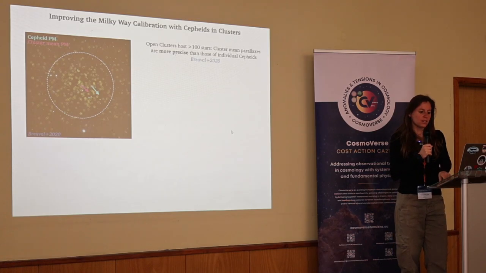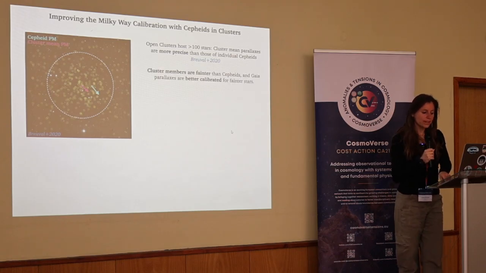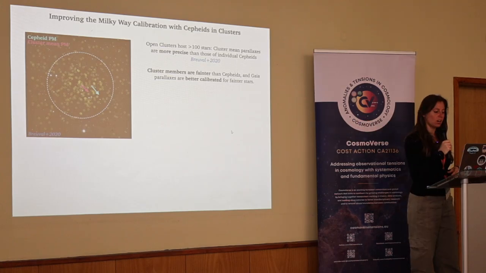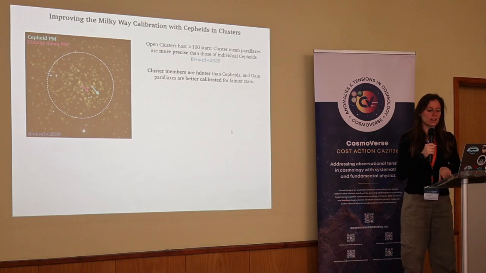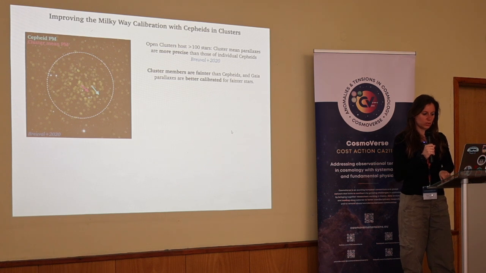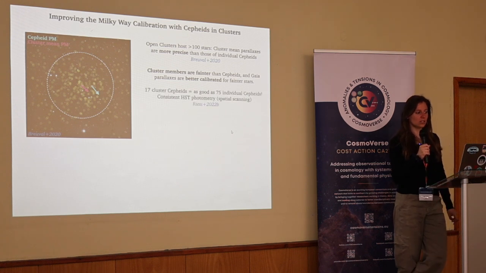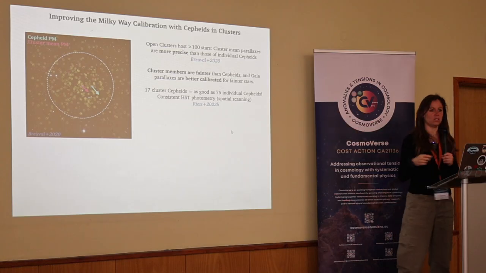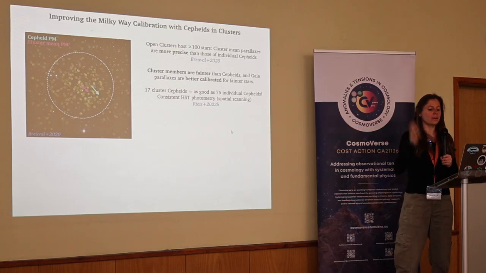So yeah, that's what I was saying. Clusters are more precise than individual Cepheids. And also because the members are fainter, all of the yellow dots are the members of the clusters. Fainter stars are better calibrated in Gaia, so this is why this works so well. We have 17 cluster Cepheids, and they're as good as the previous 75 individual Cepheids. Because the 75 are very bright, and the 17 cluster Cepheids use the mean parallax of the members.